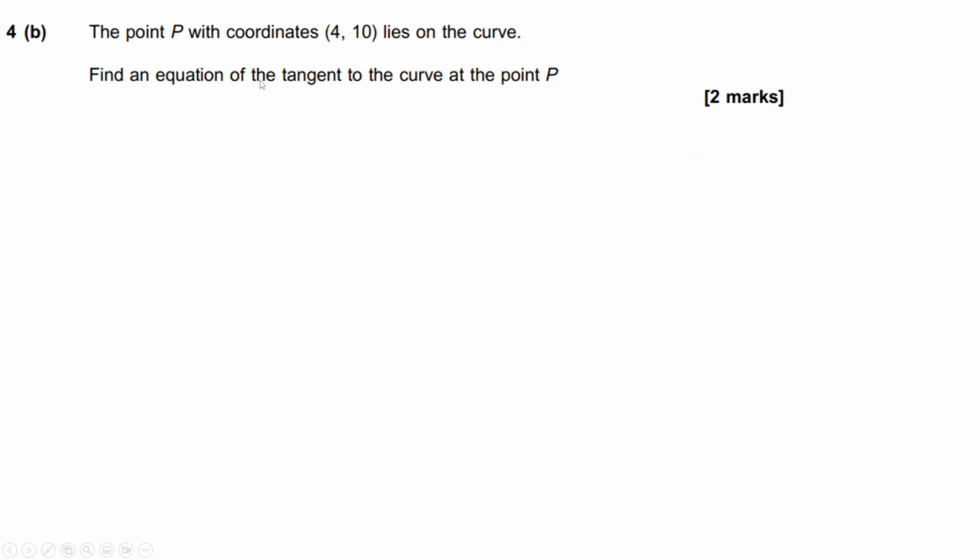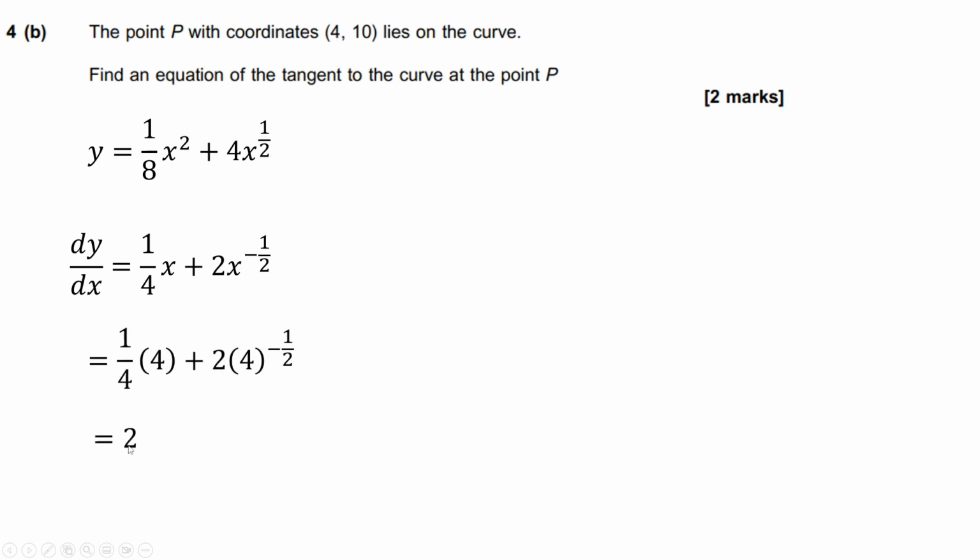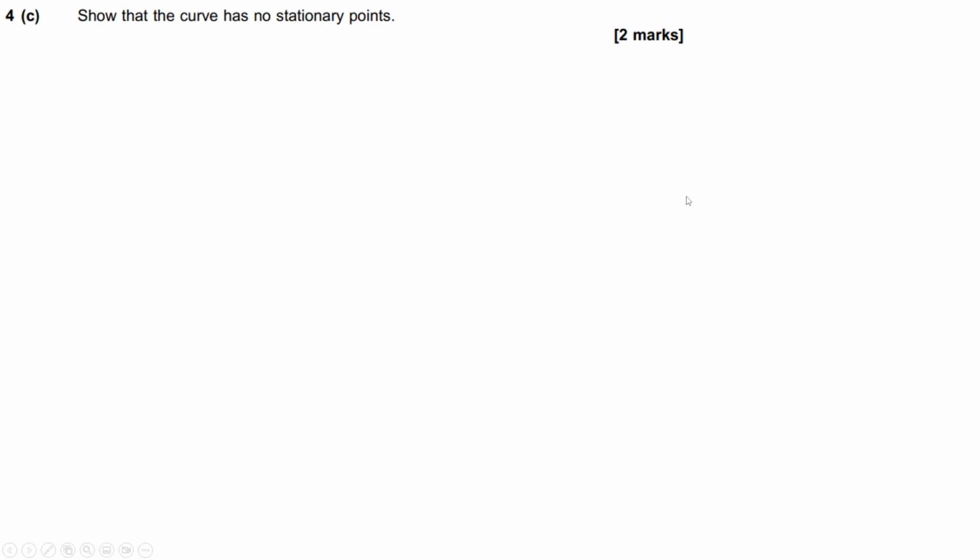Point P with coordinates. This lies on the curve. Okay, well, we've got the gradient function. So then when we plug in x equals 4, we'll just get the gradient at that point, which is 2. So we've got y minus y1 equals m times x minus x1. So y minus 10 equals 2 lots of x minus 4, and that's your answer.